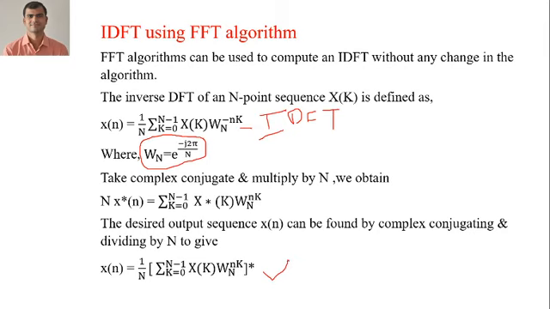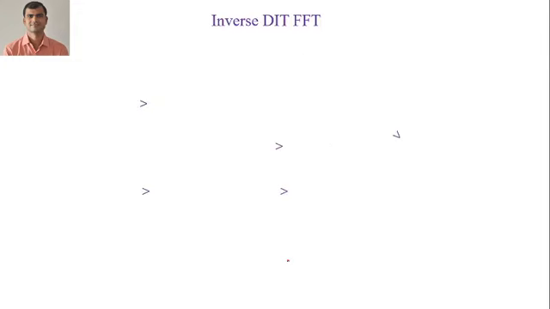Whatever procedure we have for the DIT or DIF algorithm remains the same, only there will be a small change. The flow diagram for N equals 4 point, N equals 8 point remains the same, only the small changes are there, and I am going to tell you right now. So first we will see the inverse DIT FFT algorithm.